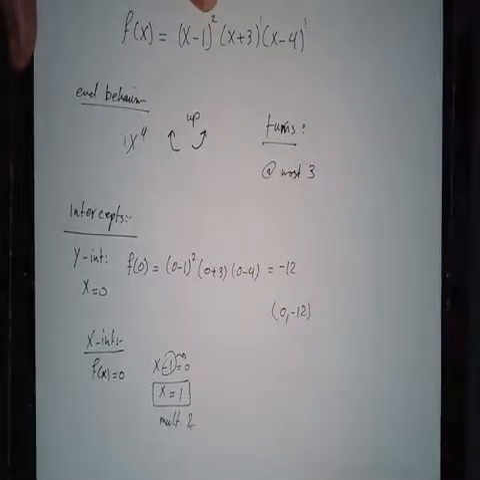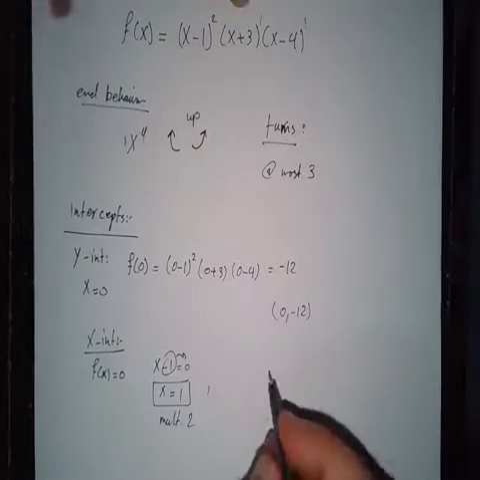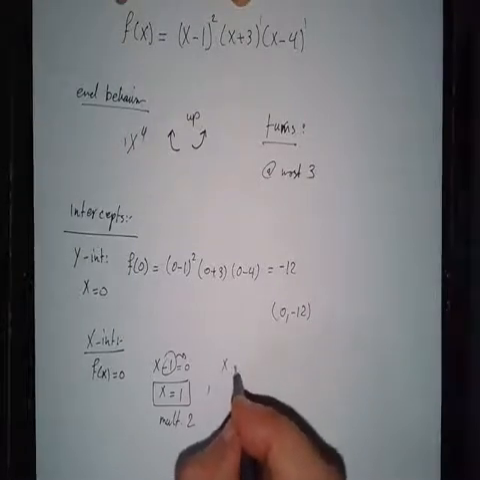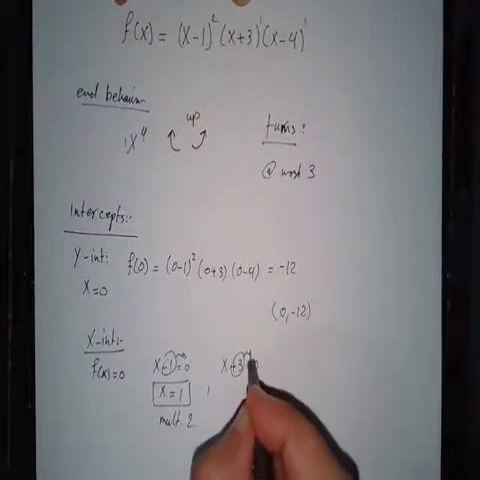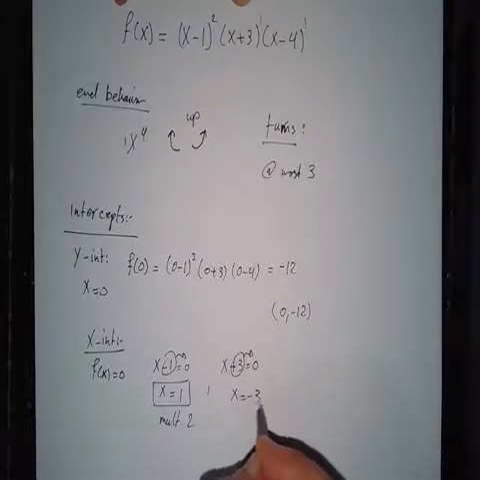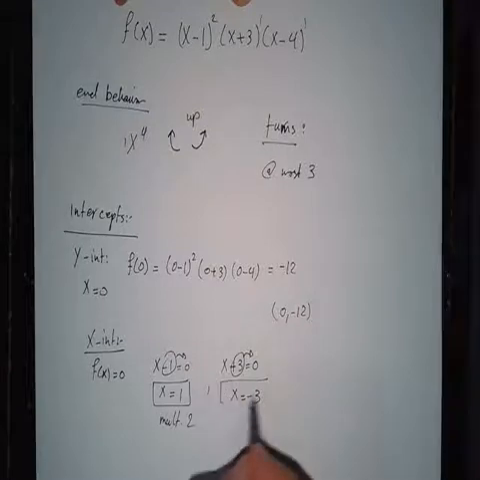2. That's the first one. Second one: x plus 3 equals 0. You move it to that side, and x is negative 3, right? So this is my second one, and it has the multiplicity of 1.